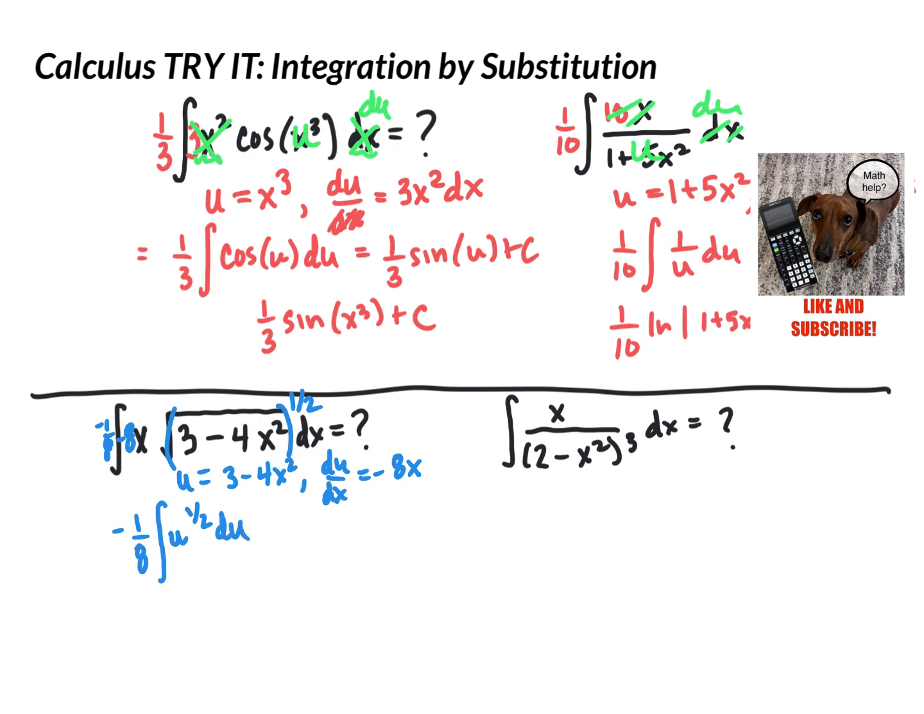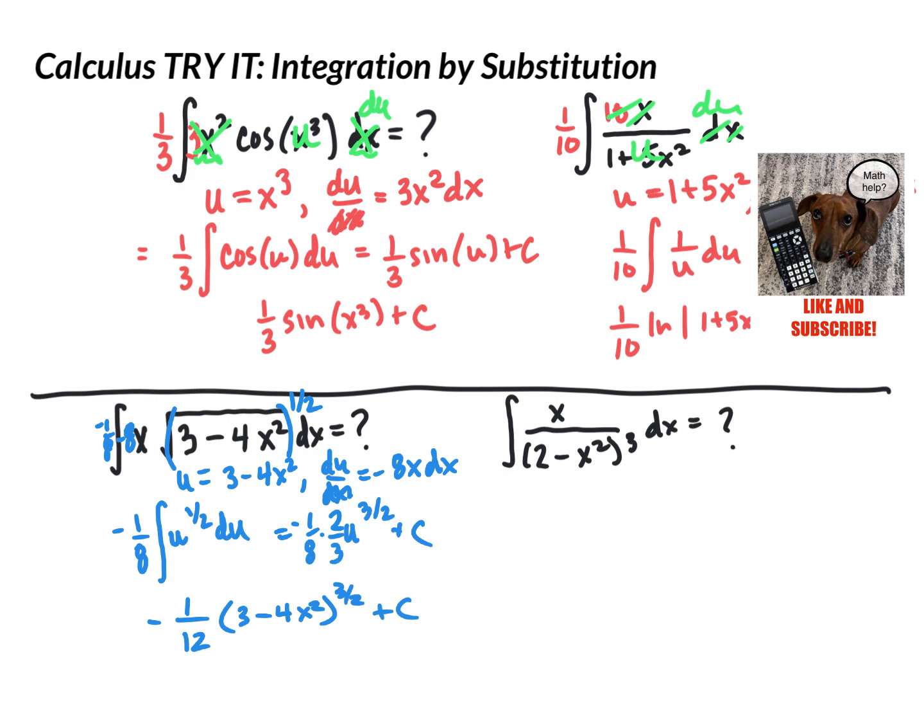Everything else would be substituted out. I use the power rule. I raised the power to 3/2 and then put a 2/3 out front. I still had that negative 1/8. Negative 1/8 times 2/3 is negative 2 over 24, or negative 1/12. And substitute back in for u. So plus c on the end.